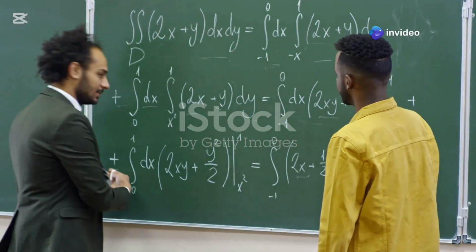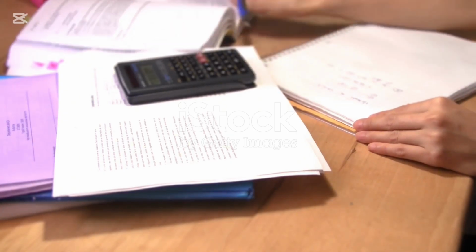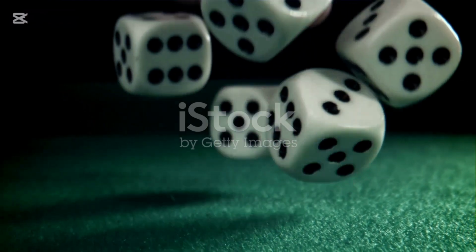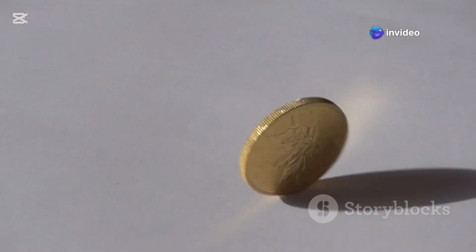Probability and statistics. Sounds complicated? Not at all. They are simply ways we use math to understand the world around us. Probability tells us how likely something is to happen. Think about flipping a coin. There's a probability of getting heads or tails.